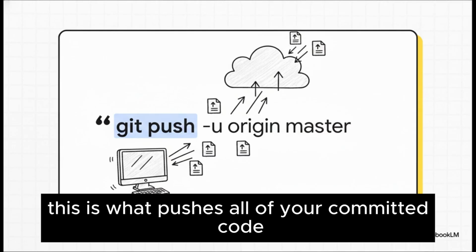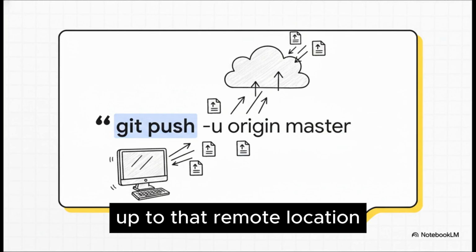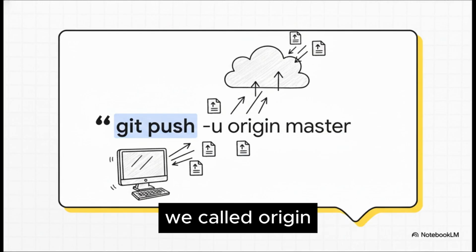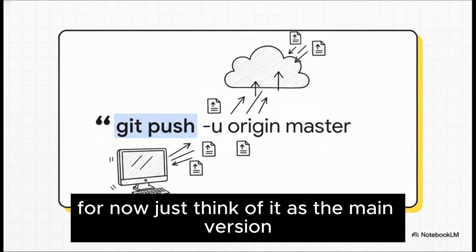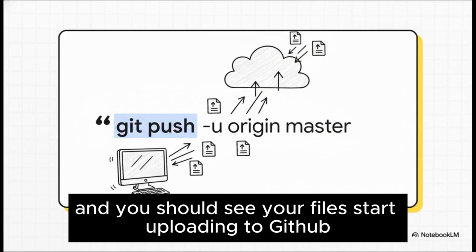This is what pushes all of your committed code up to that remote location we called origin. The master part just refers to the main timeline of your project's history. For now, just think of it as the main version. Go ahead, press enter, and you should see your files start uploading to GitHub.